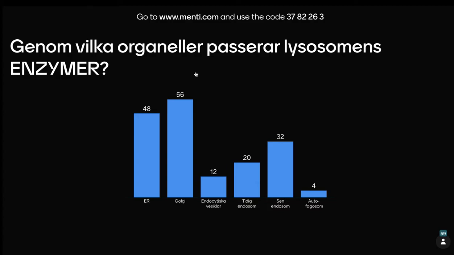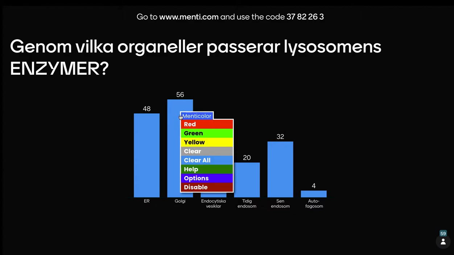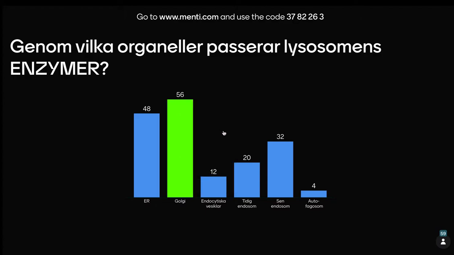Let's say that you have posed a question and you know that one of the answers is right, or maybe two of the answers are correct, and you want to show this very clearly to the audience. You can do this by highlighting a column, and you do that by right-clicking or control-clicking one of the columns that you want to highlight. And let's say that this is the correct answer, then you might want to highlight it in green color.